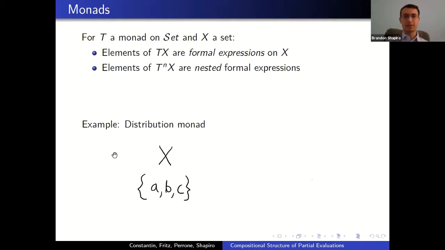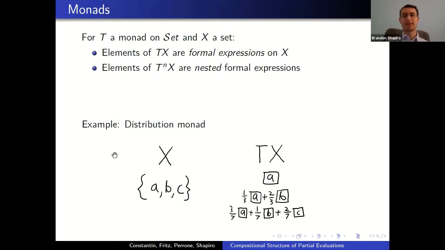But first, I want to introduce another monad as an example, called the distribution monad, where the formal expressions are convex combinations of the elements of our underlying set. In this case, you could just have A, or 1 times A, which I probably should have written, or a third A plus 2/3 B. The point is that the coefficients have to add up to 1. And so this monad relates to probability.